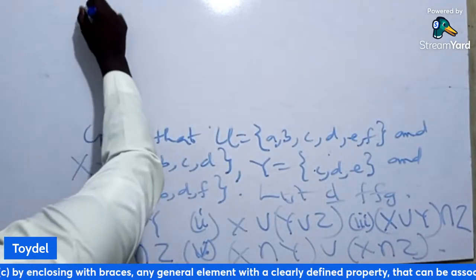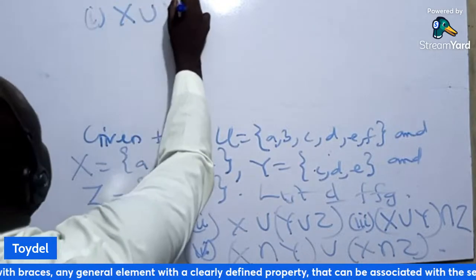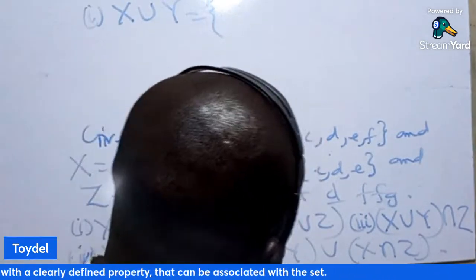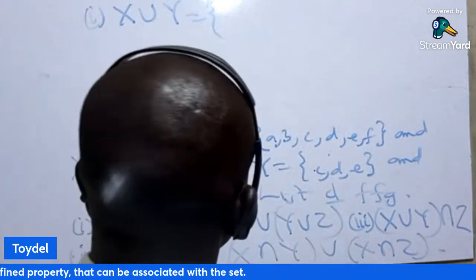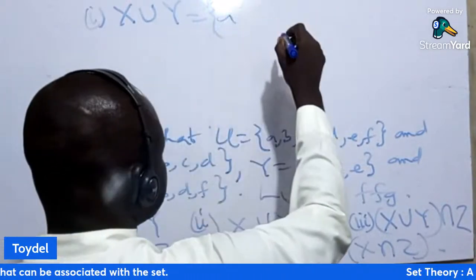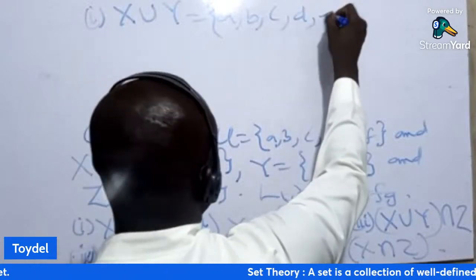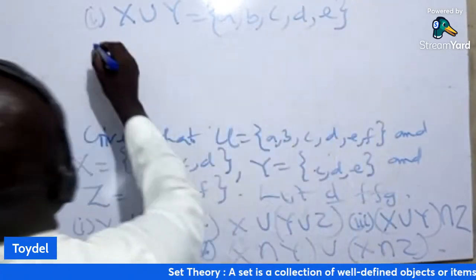The first one now, we have X union Y. What is X union Y? Elements that you have in X or Y or both. So in this case, we have A in X, we have B, we have C, we have D, and E. That is X union Y.